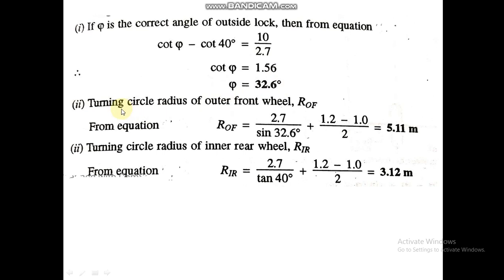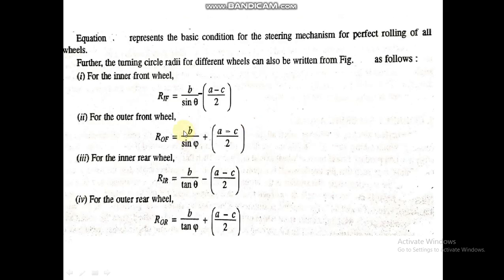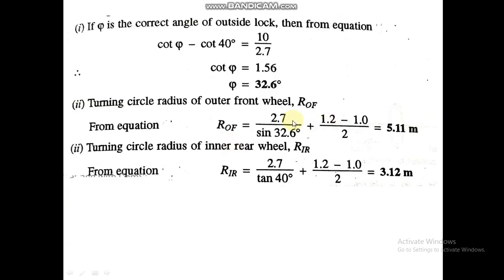Another thing you have to find is the turning circle radius for the outer front wheel, that is ROF. You apply the relation: B by sine phi plus A minus C by 2. So this is B by sine phi, that is B is 2.7, sine phi you have calculated, plus A 1.2 minus C by 2. From this relation you will get the turning circle radius of the outer front wheel, that is 5.11 meter.